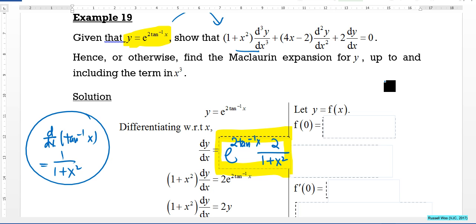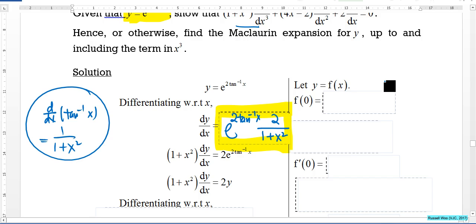Which is why I say, for show questions, you must always keep an eye here. There clearly isn't any e to the power of 2 tan inverse x at all here. You follow what I'm saying? So the trick here is to simplify this a little. How do we simplify? Look, the next step, I multiply across by 1 plus x squared, I get this. And then I get a 2e^(2 tan inverse x). Here, I immediately substitute this into y. I get this equals to 2y.